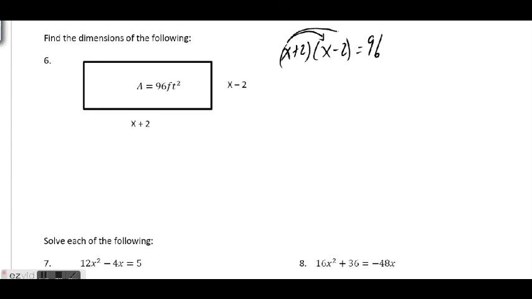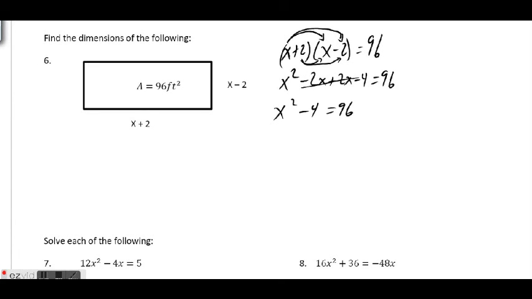FOIL, double distributive property, whatever you want to call it. x times x, x squared, x times negative 2, negative 2x, and then distributing that 2 to both of those, positive 2x, and then negative 4, and it still equals 96. Well, you'll notice those cancel each other out. I'm left with x squared minus 4 is equal to 96.